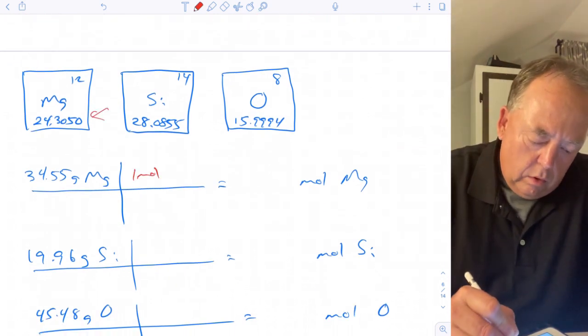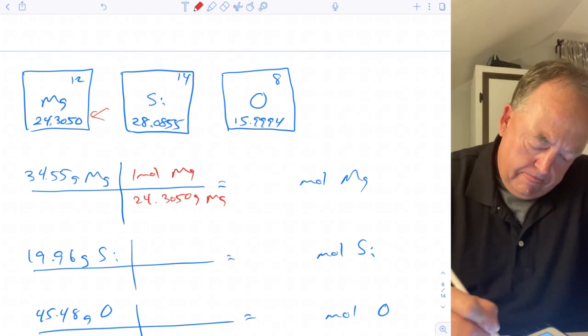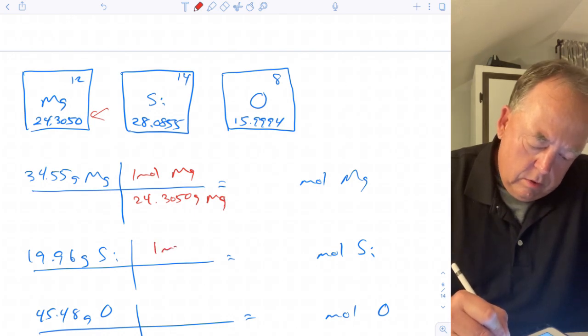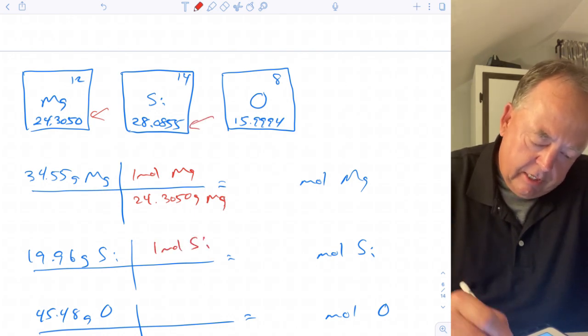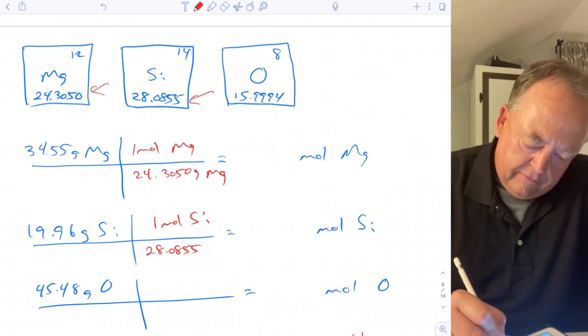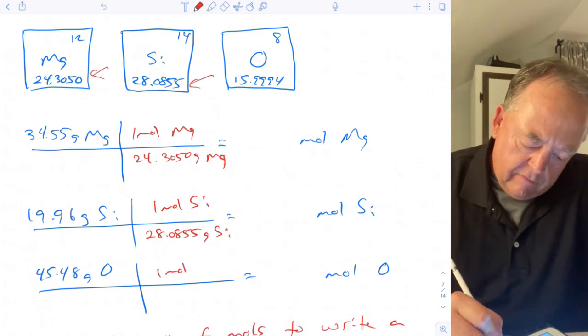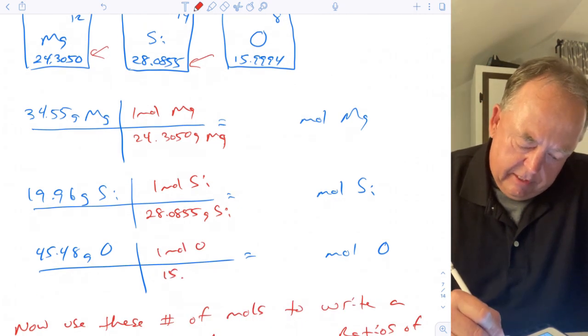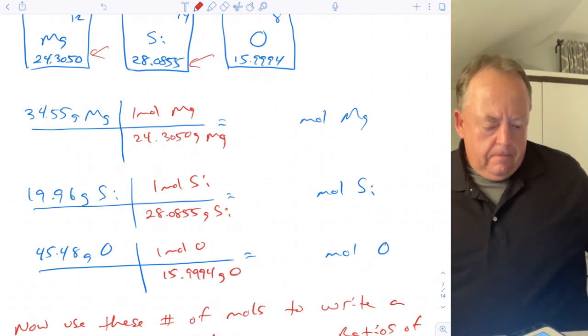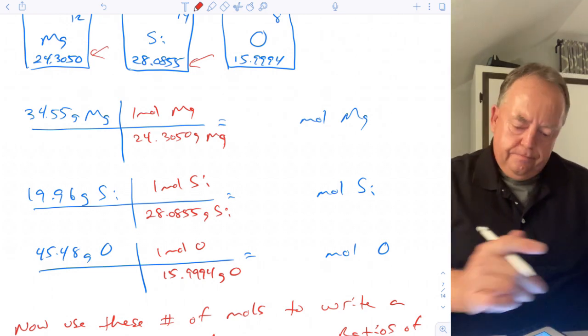So 1 mole of magnesium is 24.3050 grams of magnesium. 1 mole of silicon, looking at the periodic table, is 28.0855 grams of silicon. And oxygen, 1 mole of oxygen is 15.9994 grams of oxygen, right? Okay, so we convert all of these to moles.